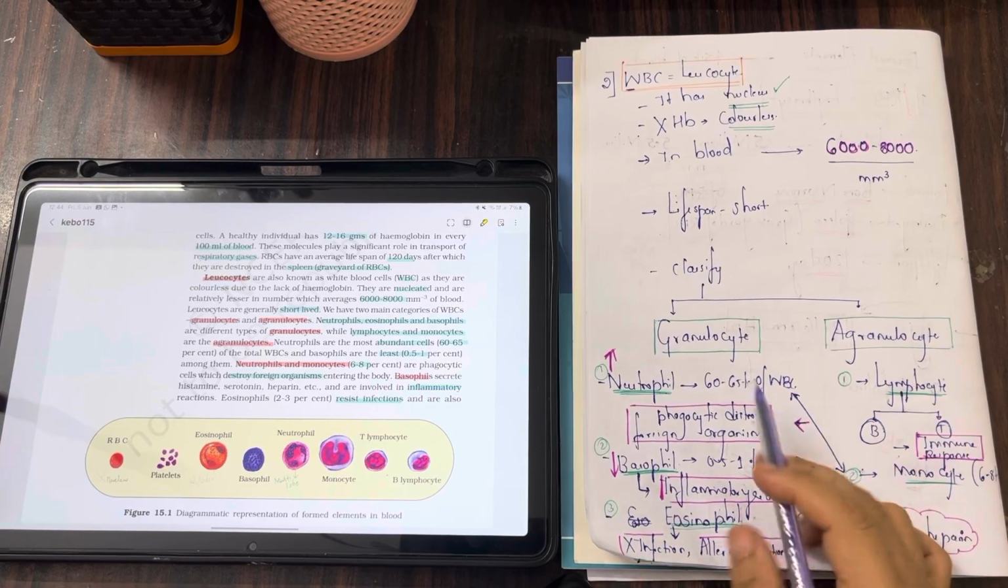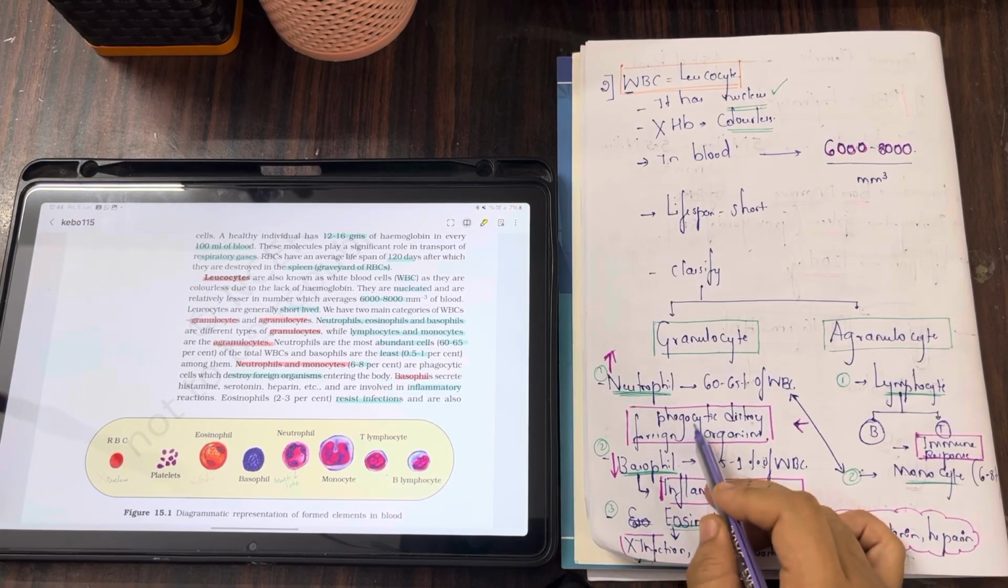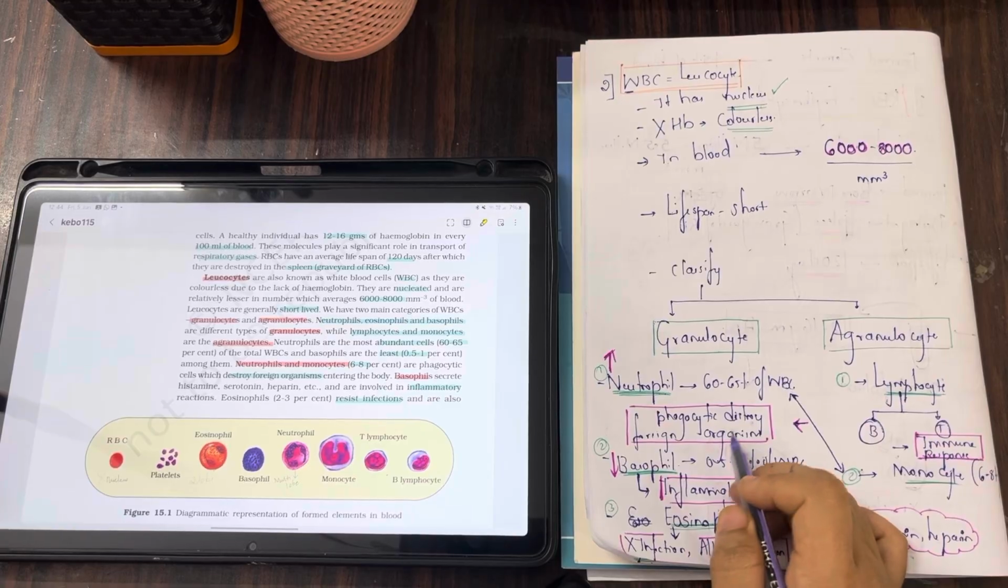Now, looking at the function, neutrophil and monocyte both help in the phagocytic property. That is, they will phagocytose or destroy the foreign organisms entering into the body.